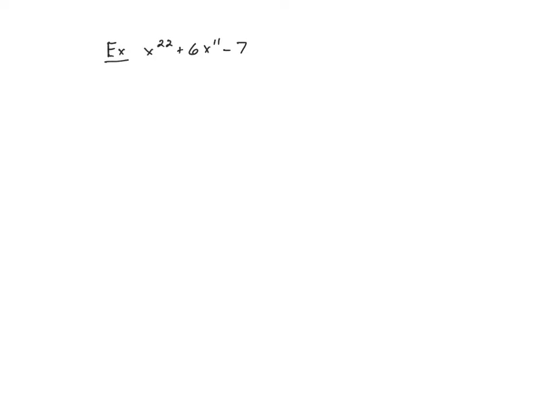Notice it does fit the pattern of the previous one, where the exponent that is first right here is double this exponent right here, and notice the variable doesn't even exist in the third term. So I'm going to set up my two sets of parentheses. And I have x to the 11th times x to the 11th. And it is now the same type of problem that we've done before.